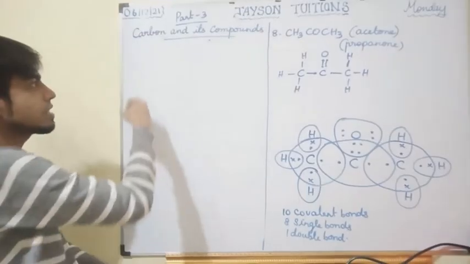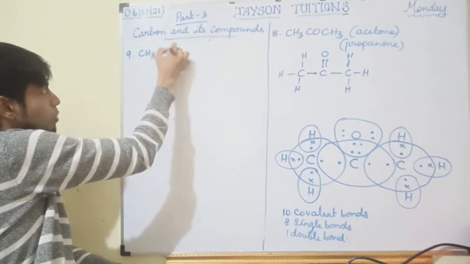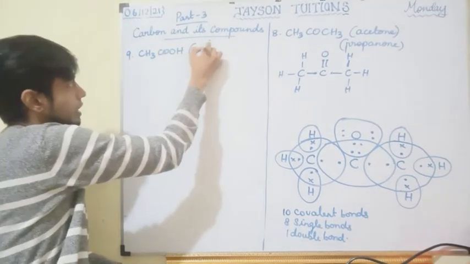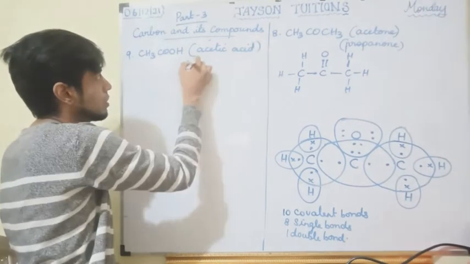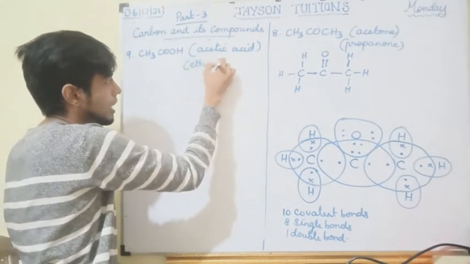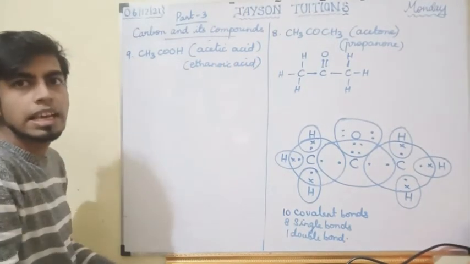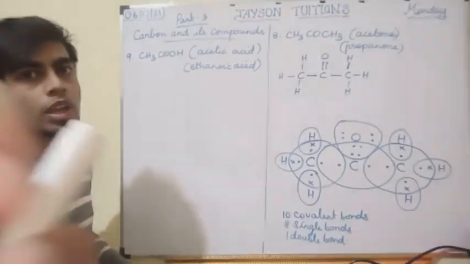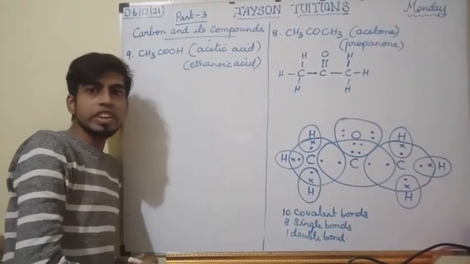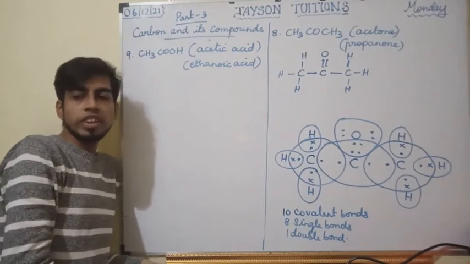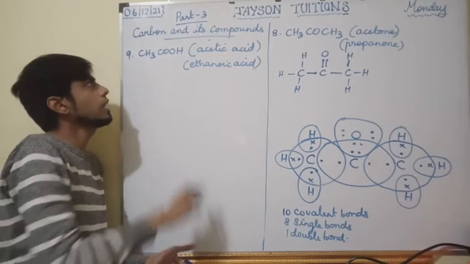So the next one is CH3COOH. It is nothing but acetic acid. It is also called as ethanoic acid. Okay, and not only that, where it is used, it is present in vinegar. Okay, so vinegar, it is used as a preservative in pickles. For that only this acid is used.